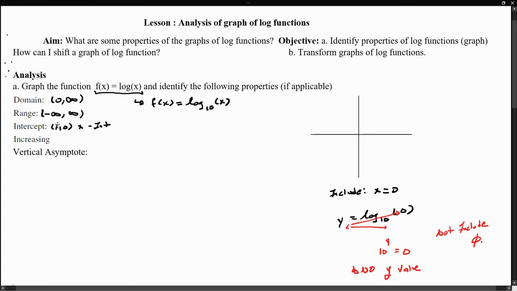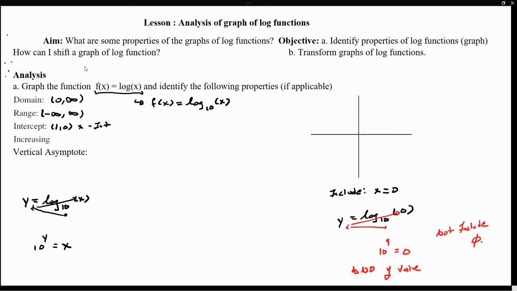But why is it that the x-intercept happens at that value? Well, remember that what we want to graph is y equals log base 10 of x. If we rewrite this function using exponentials, we get 10 to the y, and that is going to be equivalent to x. Well, let's pick one point. Let's pick the value 1 for x. So let's plug that in: 10 to the y equals 1.